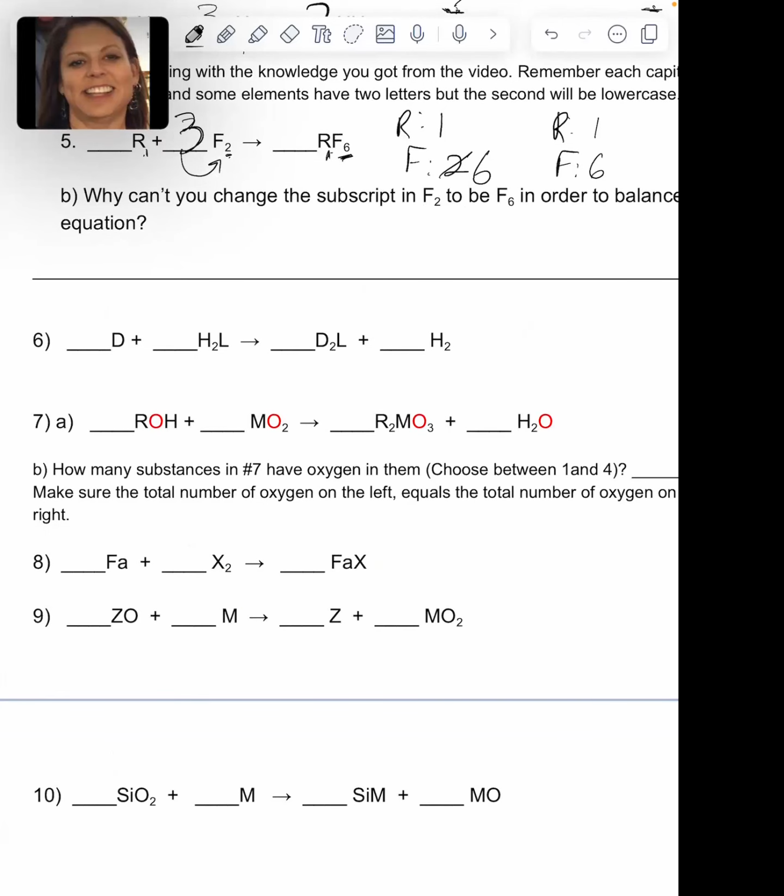So on number 6, I have 1 D. I have 2 Ds. I'm not going to write all this out because that's not that difficult to see that I have 1 on one side and 2 on the other side. I need more on the left. So I'm going to put a 2 there. Okay. And then I look at the H's. I have 2 H's on the left. I have 2 H's on the right. Balanced. I have 1 L on the left and 1 L on the right. So everything's fine. It's done already.